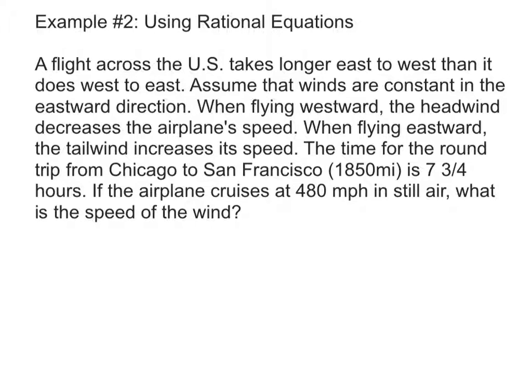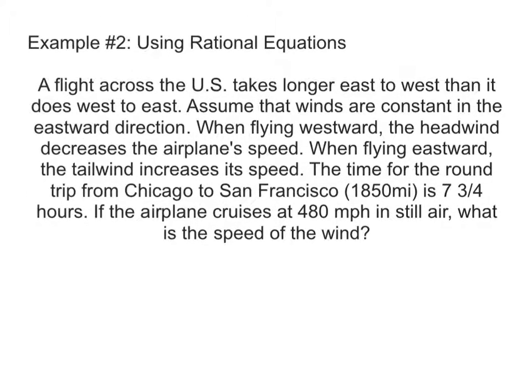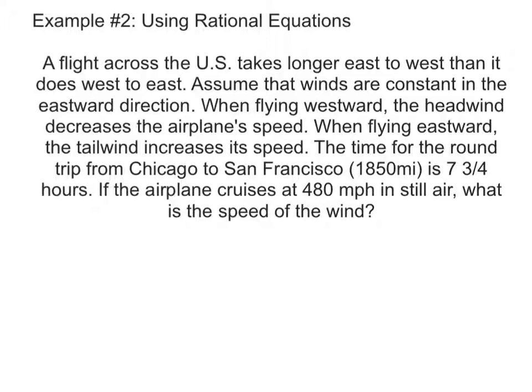If the airplane cruises at 400 miles per hour in still air, what is the speed of the wind? Alright, so we need to go ahead and set a variable for this problem. The variable for this problem is going to be x. Very simple, right? And x is going to be represented by the speed of the wind. Okay? So with that being said, they've also given us time. If they've given us time and they've given us a rate, and they're asking us for a speed, we need to go ahead and set everything in terms of time.